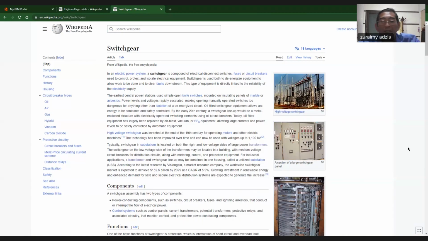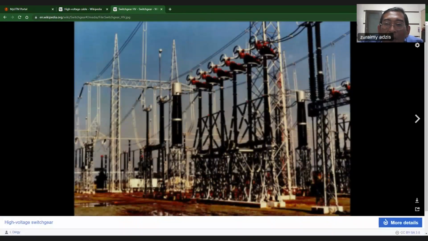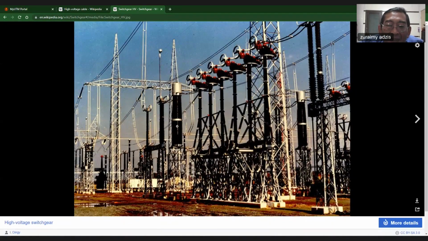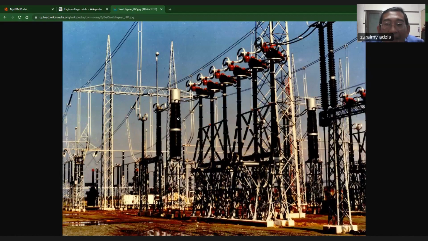Now, switchgear at Wikipedia. All right, even here, these are all switchgears. All right, this one as well. This is where they switch off or switch on inside this thing. Okay, it is a switchgear inside.